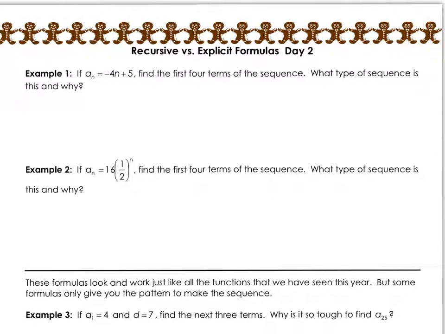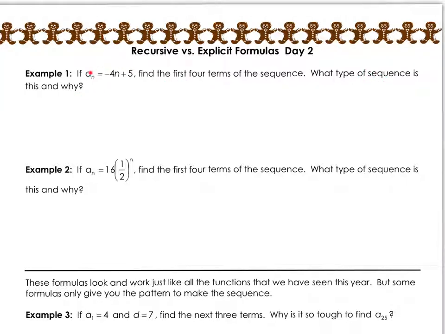Okay, welcome to video 7.2. Here we're going to talk about recursive versus explicit formulas. So if we look at our first example, if a sub n equals negative 4n plus 5, find the first four terms of the sequence and figure out what type of sequence this is and why.